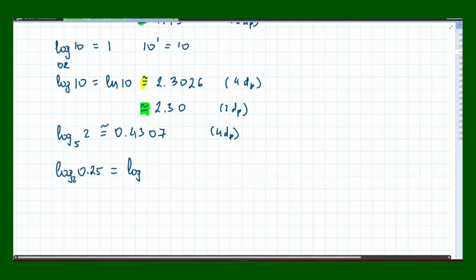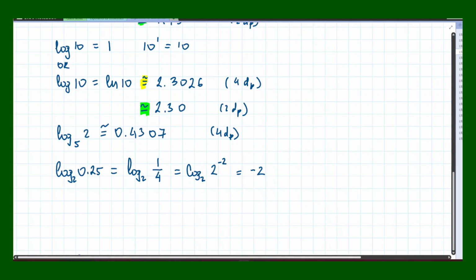I know that 0.25 is actually 1/4, and I know that 1/4 is 2 to the negative 2. Therefore, I can replace log base 2 of 0.25 by negative 2. And for these cases, I would encourage you to check it with the calculator to make sure that you definitely haven't made a mistake if you are not familiar with these calculations just yet.